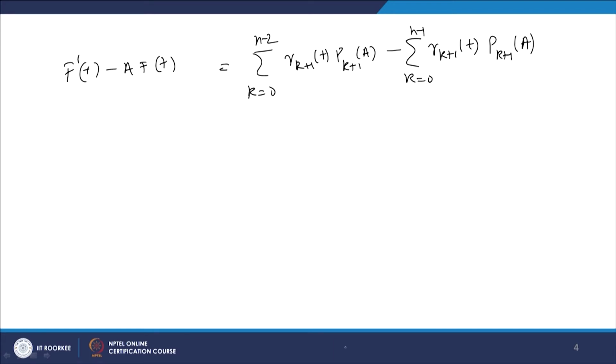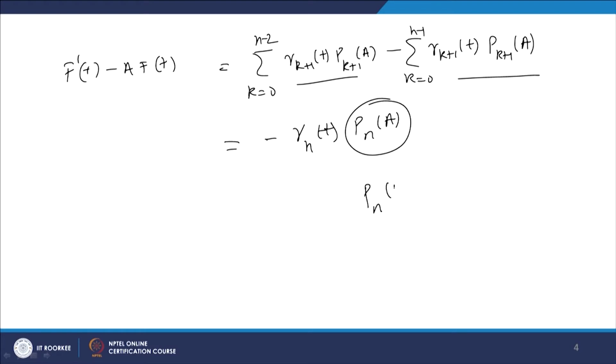If you look, everything will be cancelled out, only the last term will be left, that is corresponding to k equal to n minus 1, because both sums are the same up to n minus 2. So what is left here is minus r_n(t) p_n(A). Now what is p_n(A)? We have already calculated p_n(A) as 0. So this is nothing but 0.